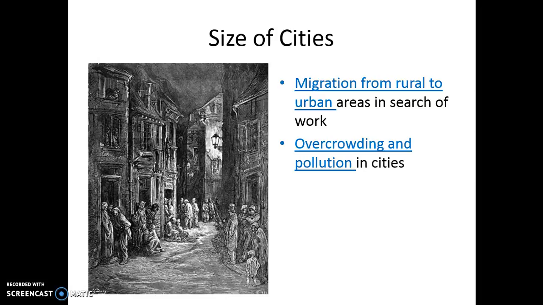So people began to migrate from rural to urban communities. Rural means countryside, and urban means city. So they start moving to the cities in search of work. And this leads to overcrowding and a lot of pollution in the cities because too many people are living in small spaces, and they're not very environmentally conscious, so they dump their trash into the streets, and the factories also produce a lot of waste and smog that make the cities polluted.